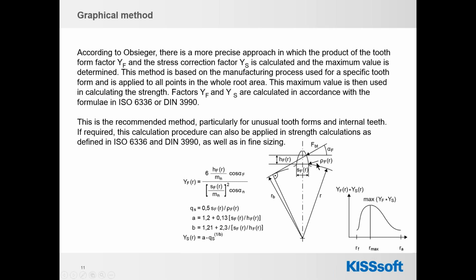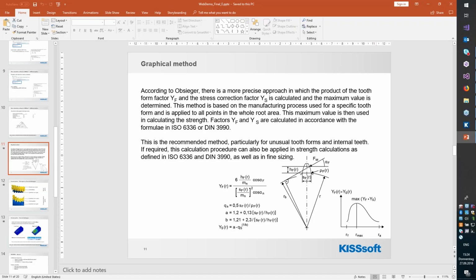Let's show it here. According to VDI or according to ISO or DIN, we calculate the root stress only at one point where the 30-degree tangent touches the root area. But with the graphical method, which I will show you how to activate, we check the whole tooth, and at the point of maximum YF and YS factor, we calculate the root stress there, and then we calculate the safety factor with this stress. This is according to Obziger.